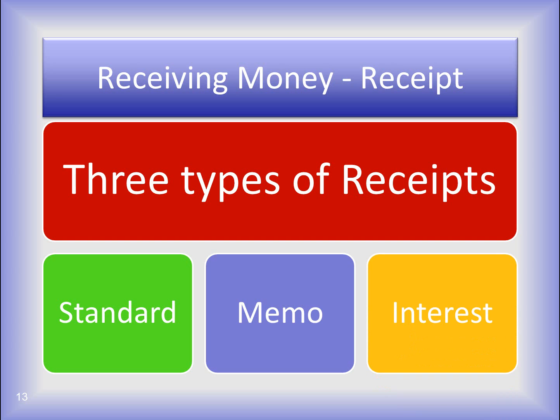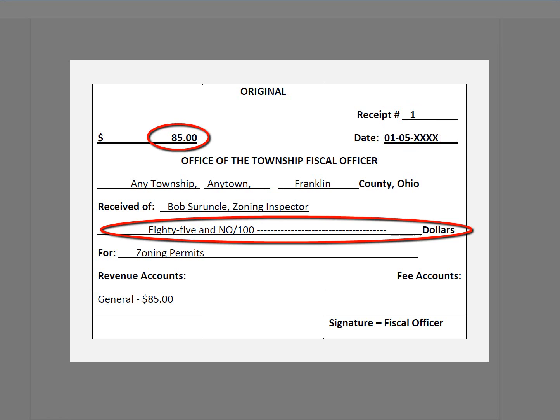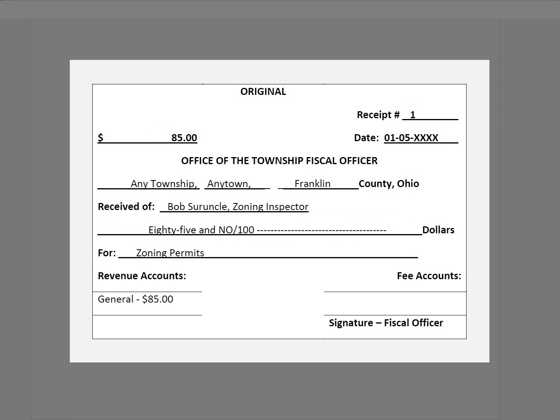Let's take a look at what the fiscal officer's receipt book looks like. The fiscal officer's receipt book has a different format. Receipts are still sequentially numbered, the date and amount are entered. We see these items at the top of the receipt on the screen. The source of our first receipt is the zoning inspector, not the 3 customer names on his individual receipts. The for area describes the items collected, such as zoning permits.